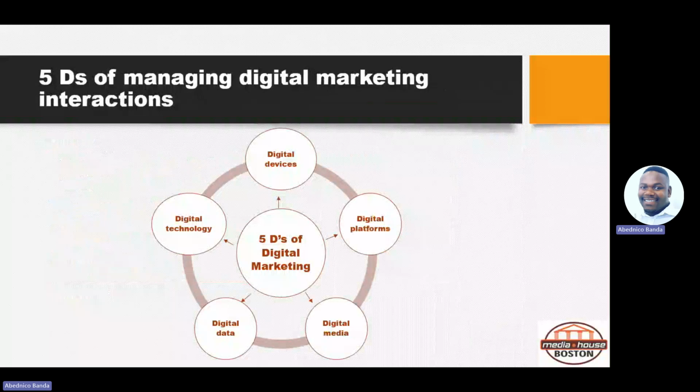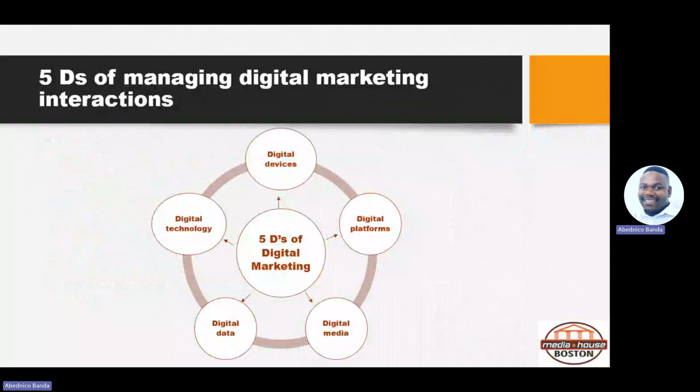In order for digital marketing to take place, remember, digital marketing is two-way communication. You engage with the customers. You do not just relay information to customers; consumers, the target audience, have to relay information back to you. So in order to have this interaction, you need 5 Ds. The first D, of course, is device. In order to interact in the digital community, you must have a device. You can't just be on WhatsApp.